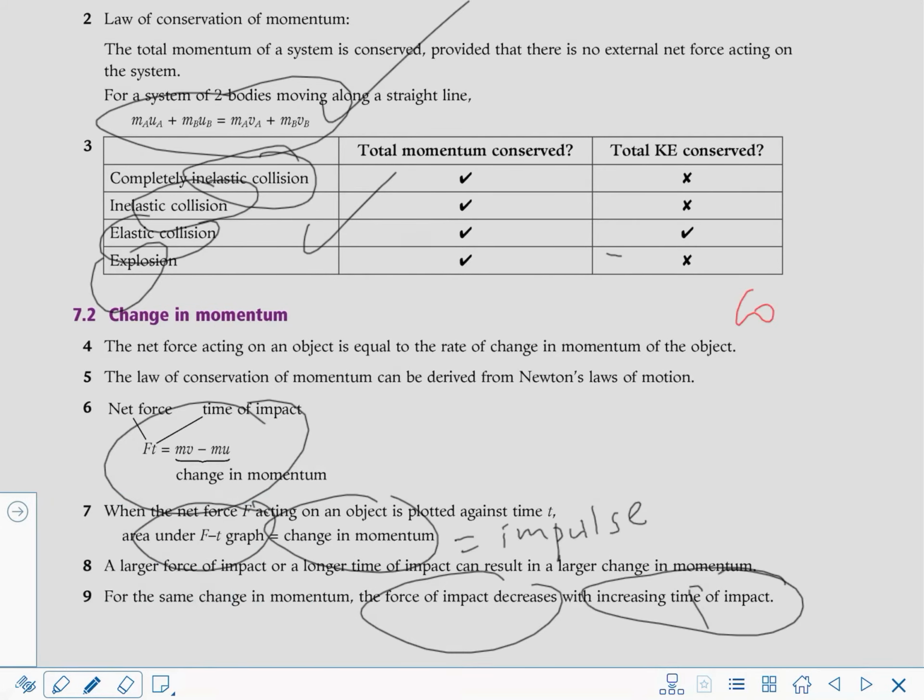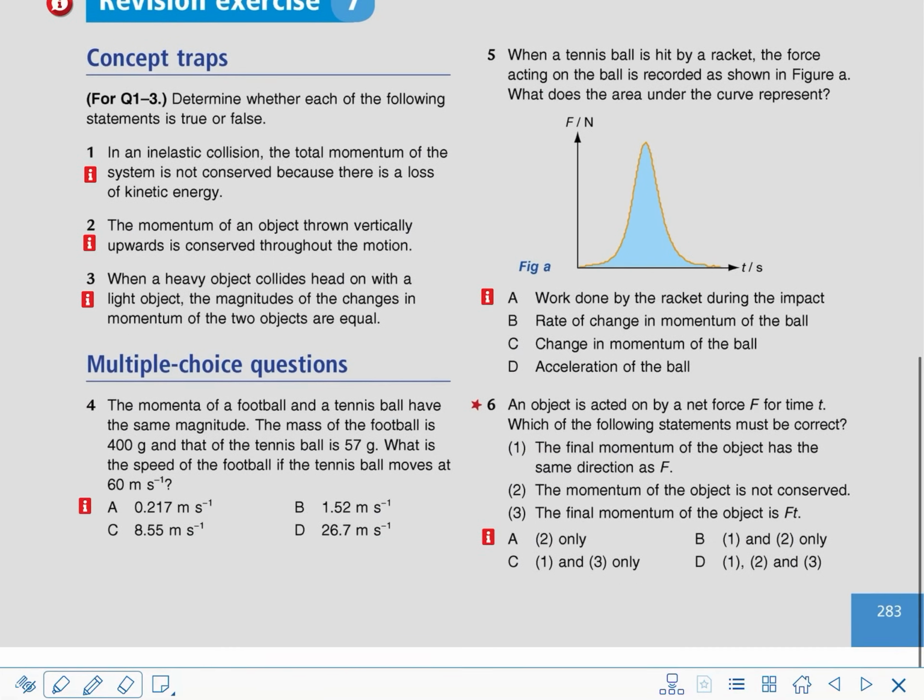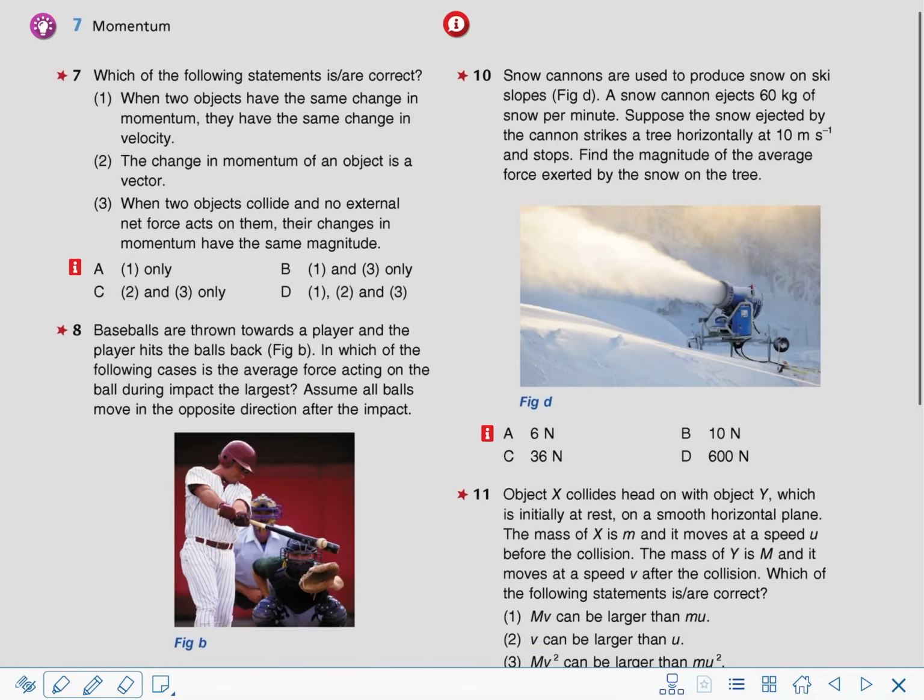For momentum, you should know that if we see a case of collision, shooting or explosion, we will apply conservation of momentum to calculate its velocity.